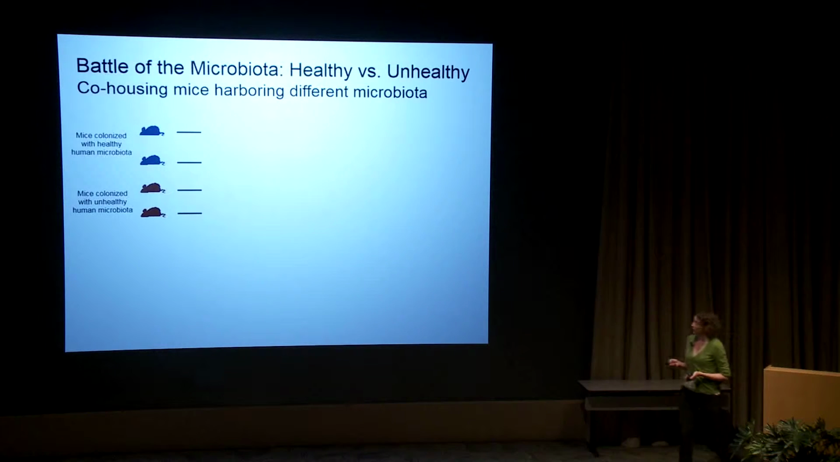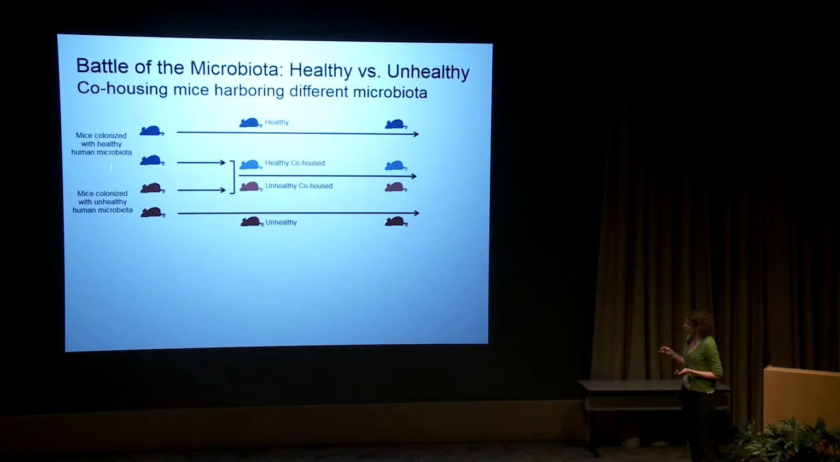So the setup of this battle was as such, where as before we had mice that were colonized with a healthy infant's microbiota, or mice that were colonized with an unhealthy infant's microbiota. And then after a period of time, we took these two groups of mice and co-housed them together to allow the two different communities to be exposed to one another. As controls, subsets of each group were held back such that there was a healthy control group that had only ever been exposed to that one community, and vice versa, mice for the unhealthy control group that had never been exposed to the healthy.